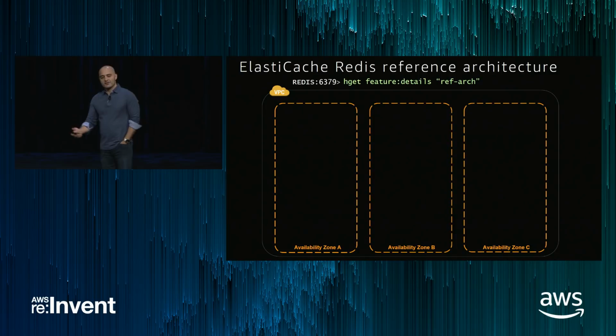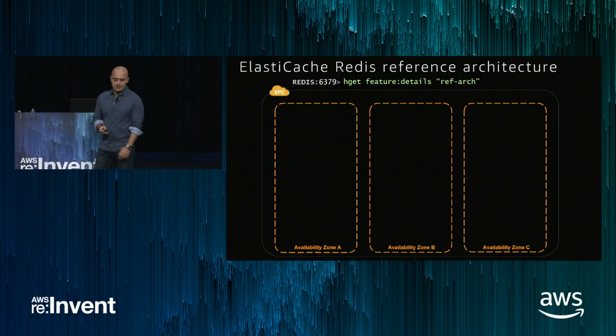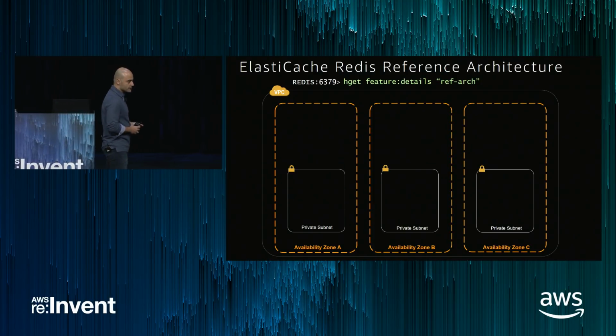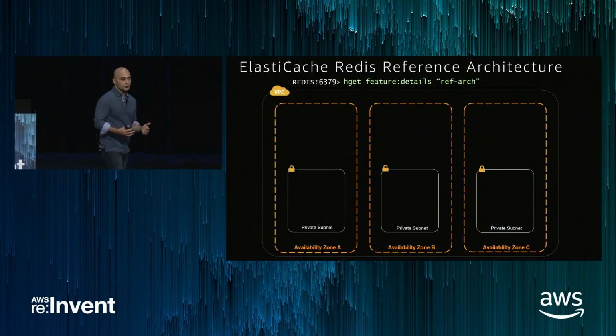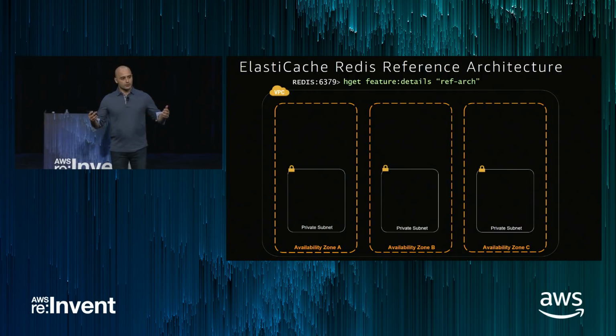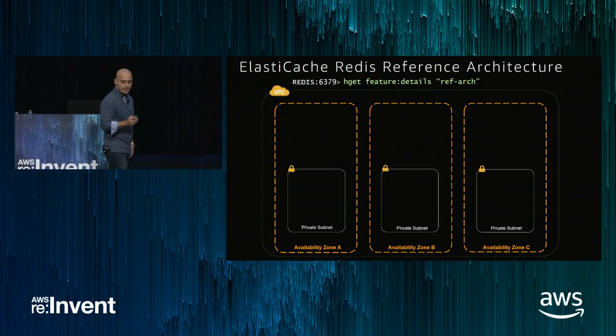So, starting from a clear canvas here, imagine you have a VPC, with three AZs that you're working from. The first thing that you'll do with Amazon ElastiCache is define a cache subnet group. And this is basically a collection of private subnets that you would place your cluster in, that really spans the AZs that you want to host your cluster in.